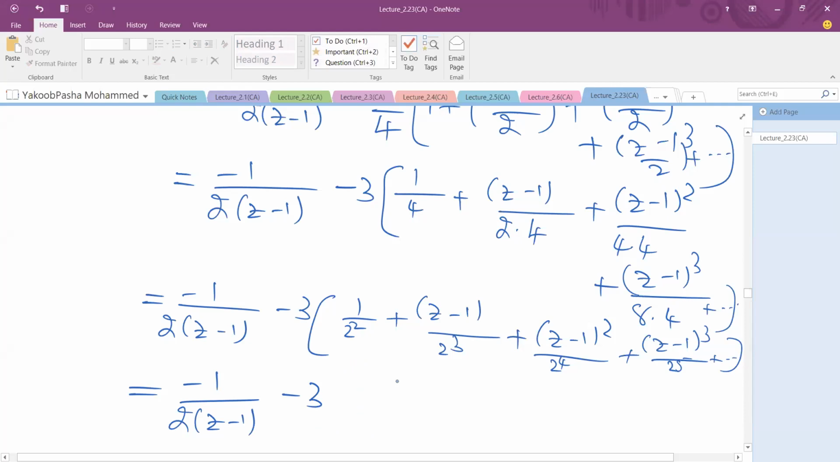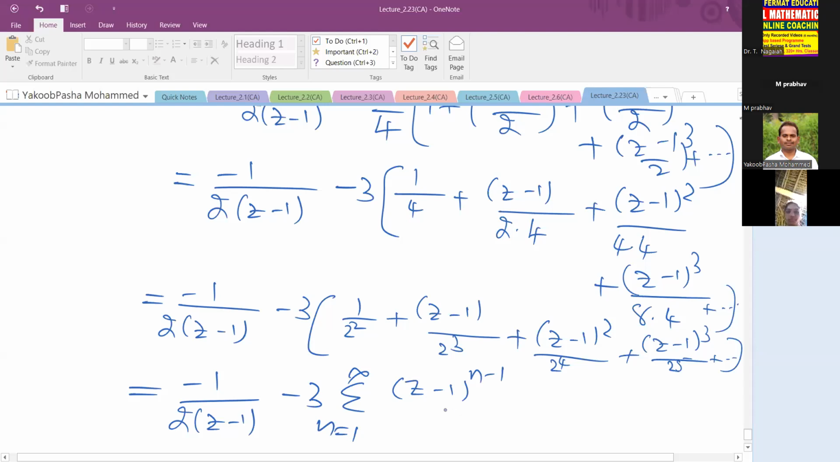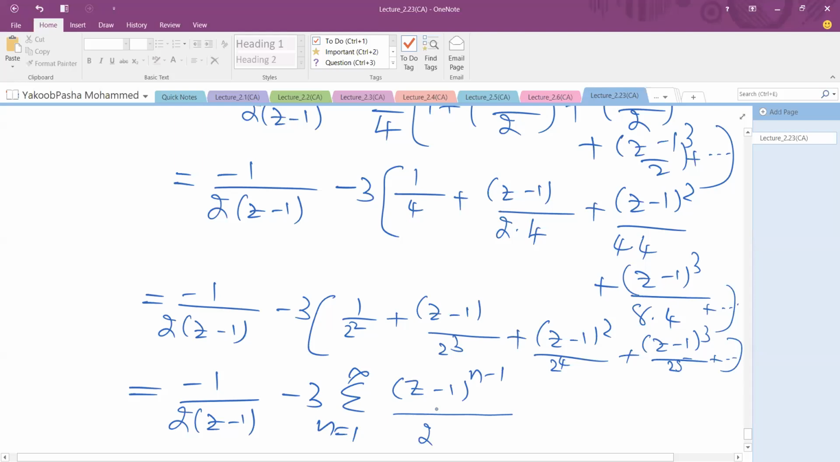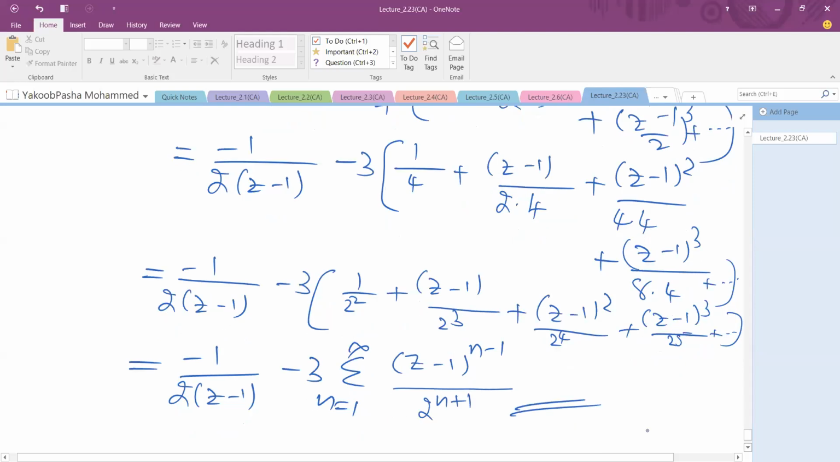Here z minus 1 whole to the power of n minus 1. When we take n equal to 1, we get power 0 is 1. Okay, denominator is 2 power n plus 1. Is 2 power n plus 1 correct? n plus 1. So this is the expansion of the Laurent series of the function. Okay, you can see this in the previous question paper. Okay, we can expand like this.